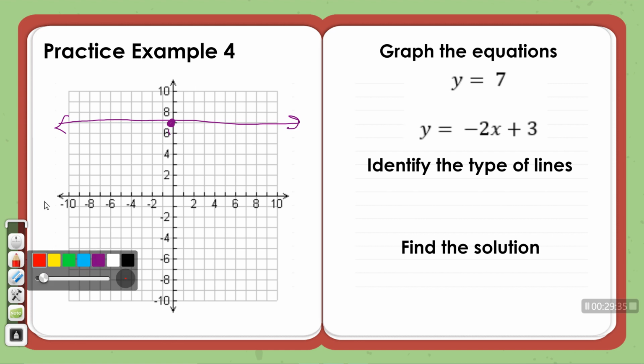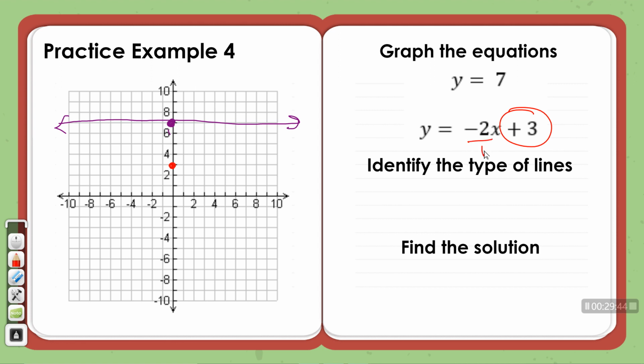All right, my second line, y equals -2x plus 3. We're going to start at +3. And we're going to do our slope. Make sure you make it a fraction. Make sure you're keeping up. If you haven't done this one, please. Down 2, right 1. Up 2, left 1. And what type of lines do we have this time?